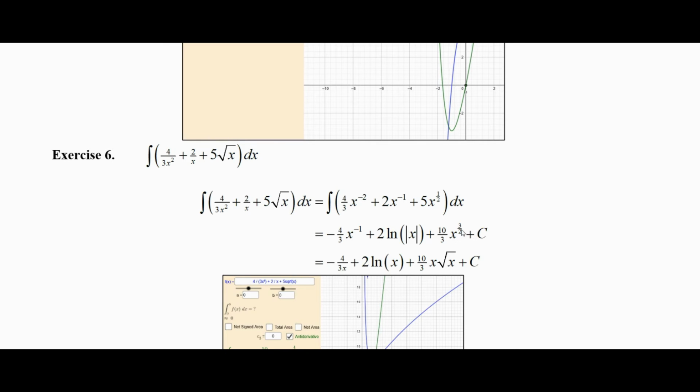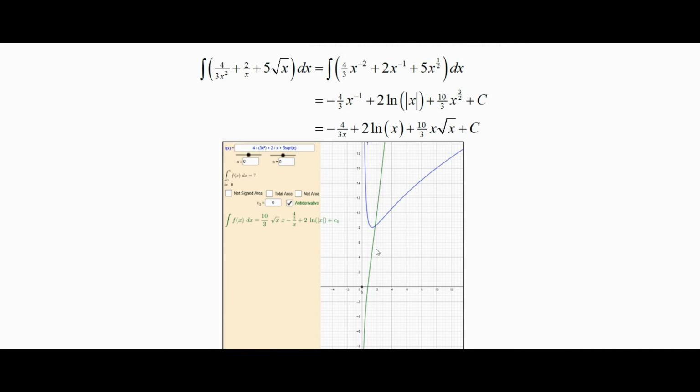There's the correct answer. But if we put it back in a similar form as we started, we would write this as negative 4 over 3x plus 2 natural log of x plus 10/3. X to the 3/2 is x to the 1 and 1/2, if in mixed number form. The x to the 1 is here, x. The x to the 1/2 is the square root of x. Because of this square root of x, both in the original and here, x has to be a positive number. So we can drop the absolute value because the absolute value of a positive number, x, is just x.